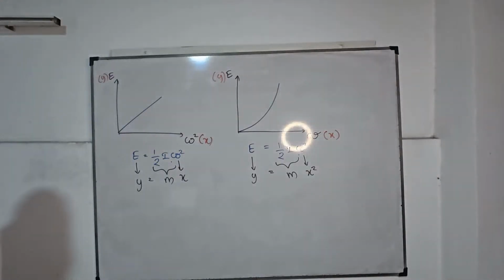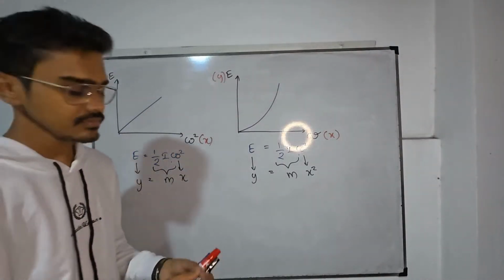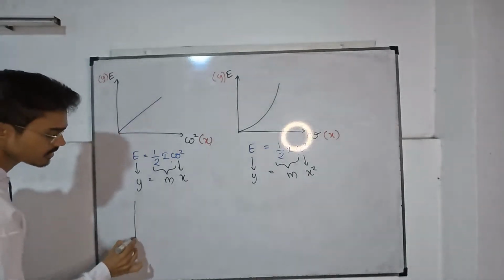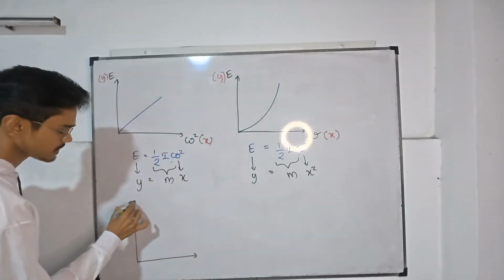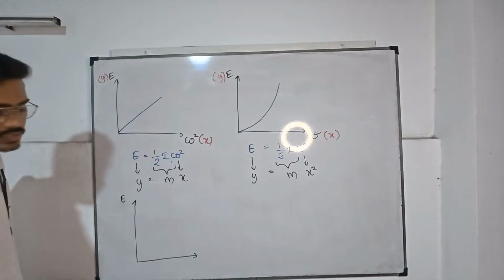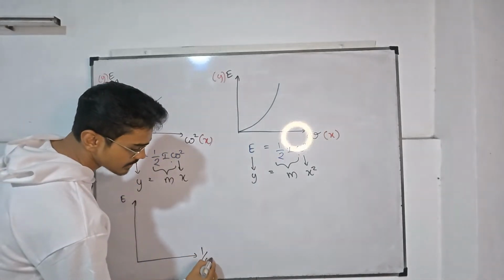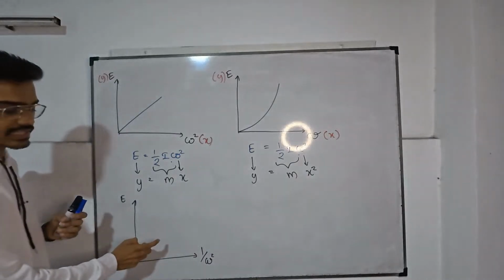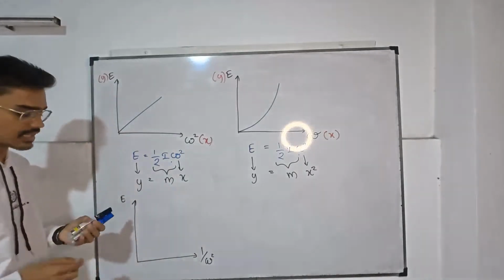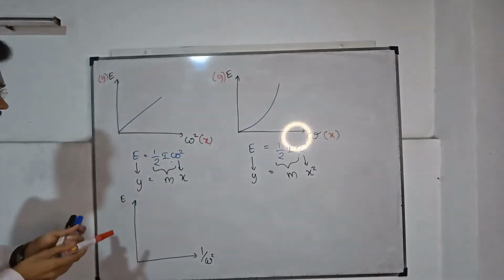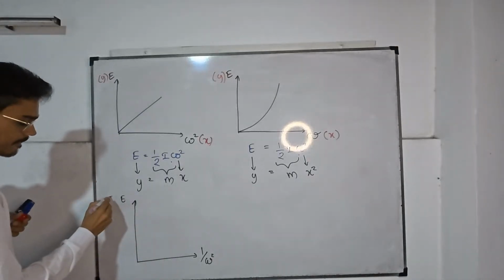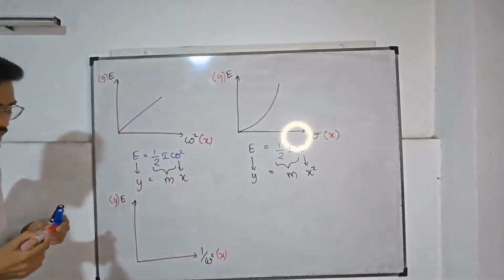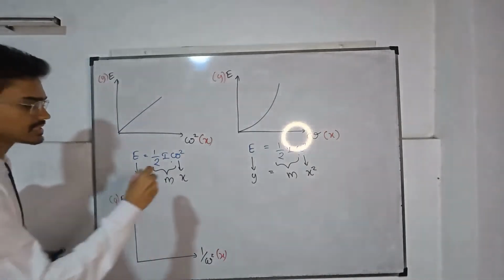What's the third one? E with 1 over omega squared. I'll plot here. Look at here. This is a special curve. Special in the sense that here you have to do some kind of modification. Now this is x. We are going to do some kind of modification because of the reason I will explain.